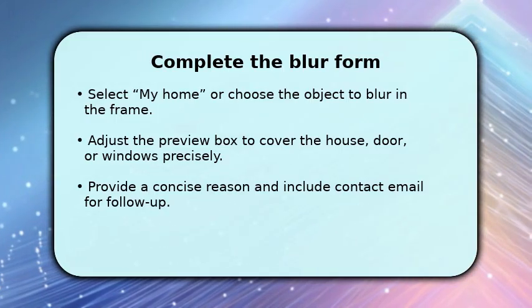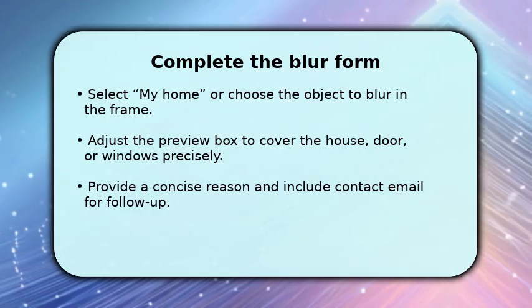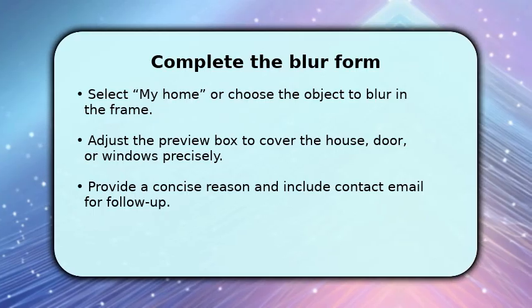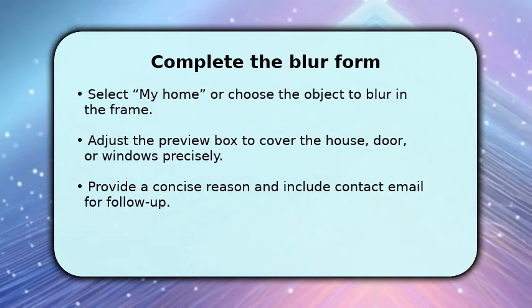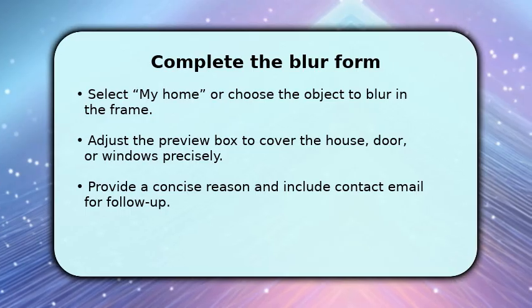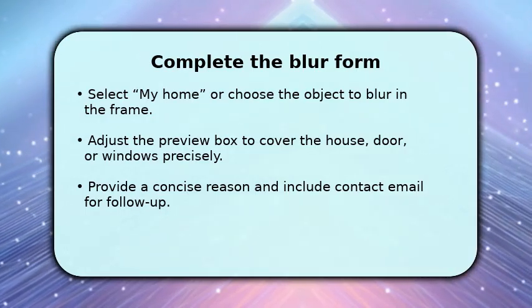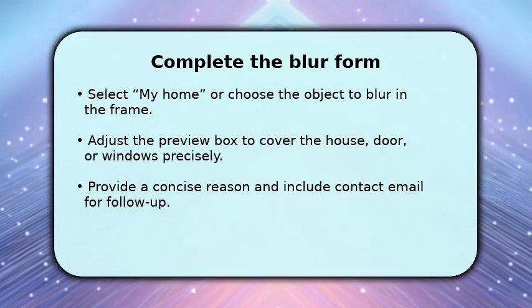Explain why you want the blur. Mention privacy, safety, or safety of occupants, and include your email for status updates. Double-check that the box doesn't crop neighboring properties unintentionally. Once satisfied, hit Submit. Google will acknowledge receipt and queue the request for review, which usually takes several days.